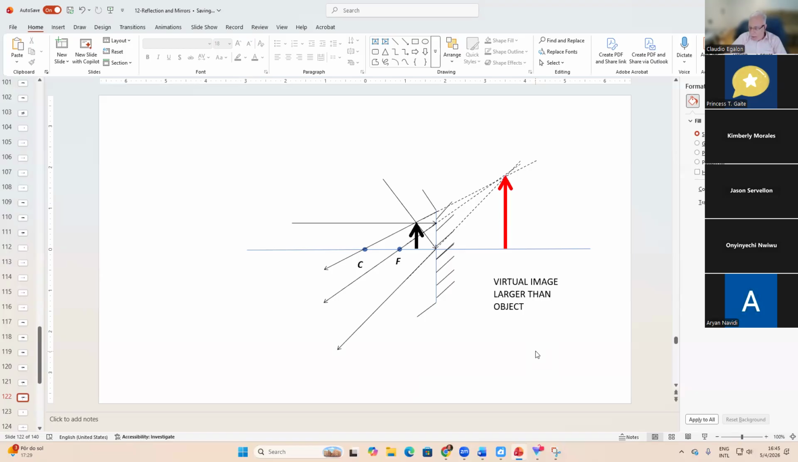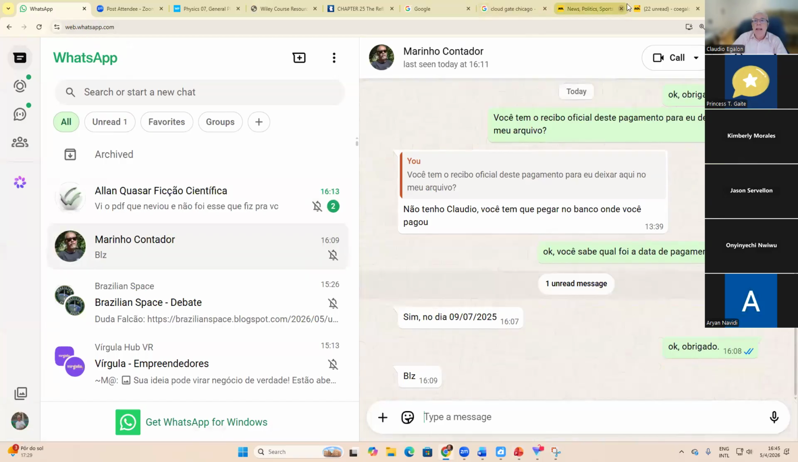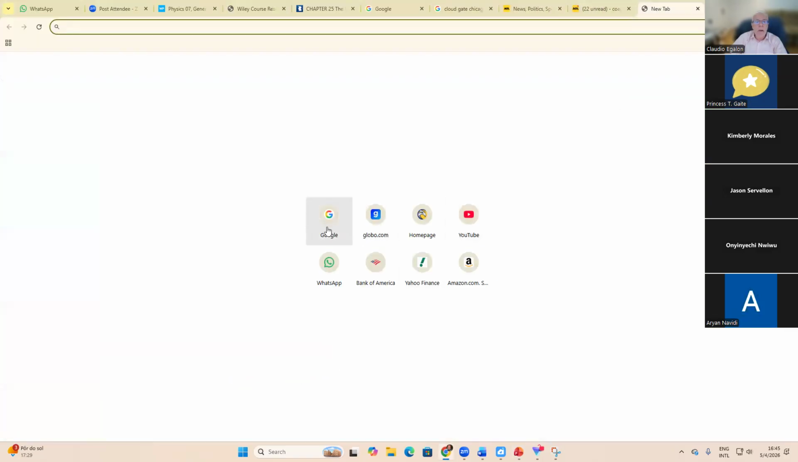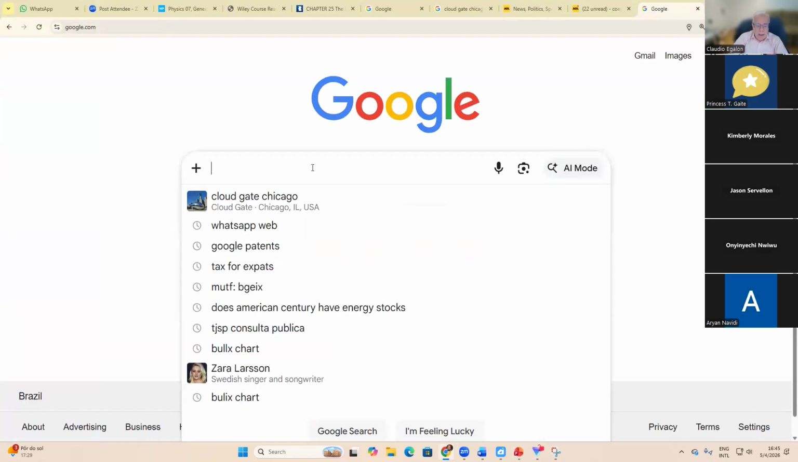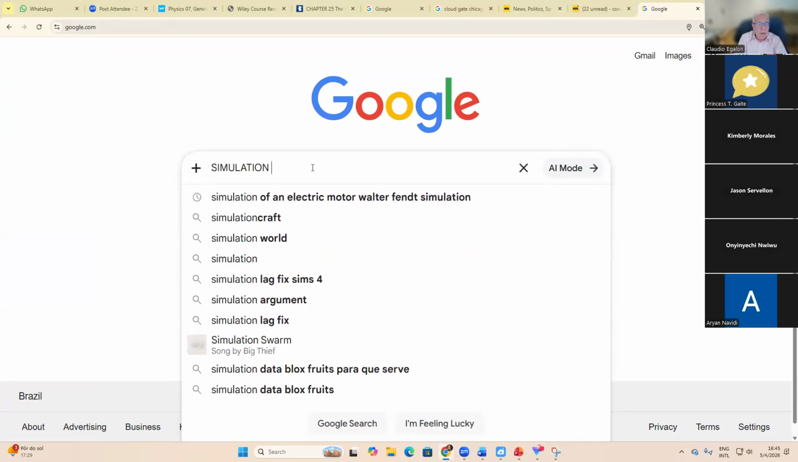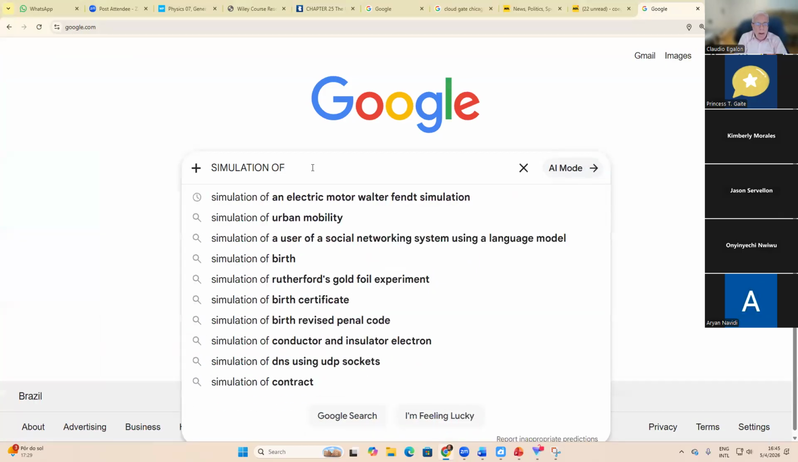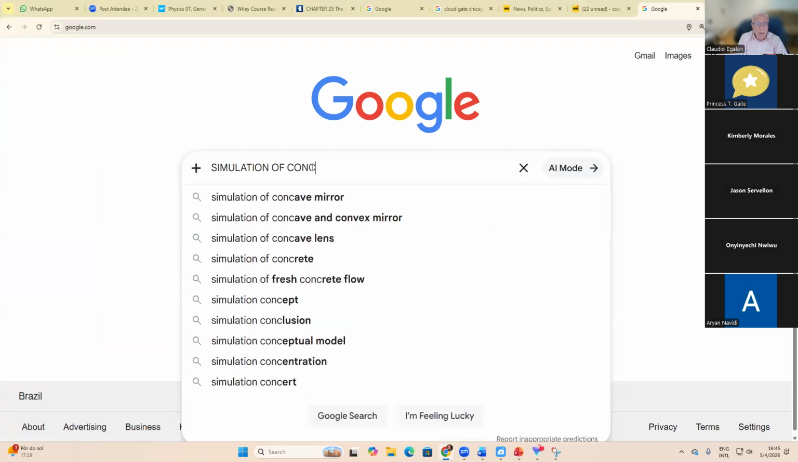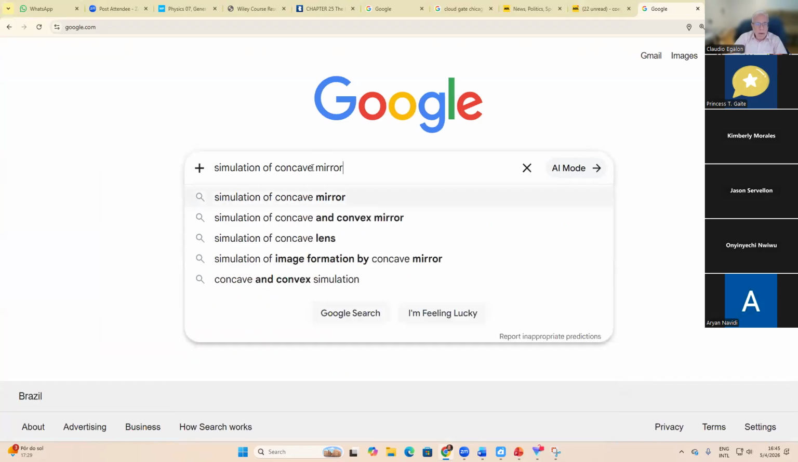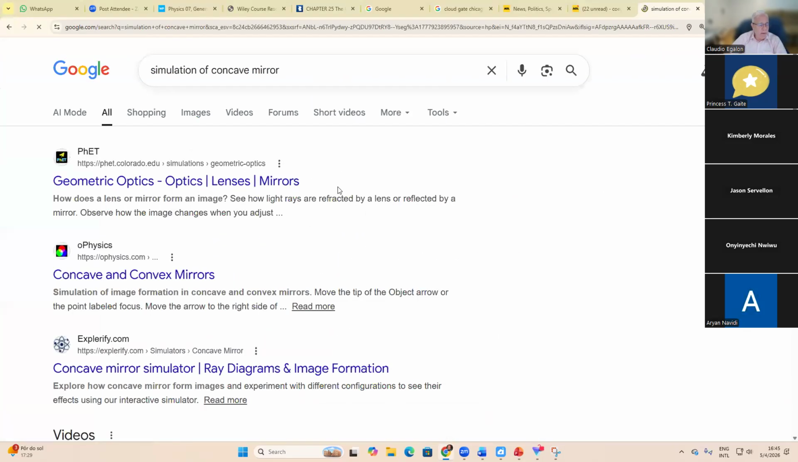And if you want to dive deep into that, five more minutes to go, it's important to do this work because if you do it on your own, you're going to understand better. But if you forget everything that I mentioned here, you can go on the internet and look for simulations of concave mirrors. There are all sorts of very good simulations out there.